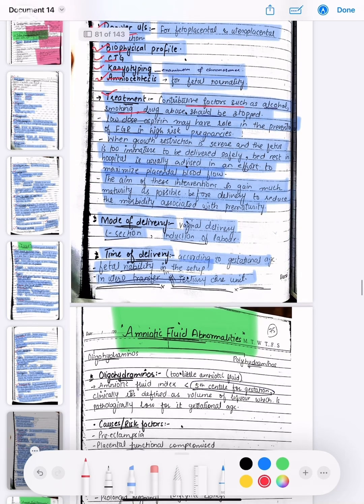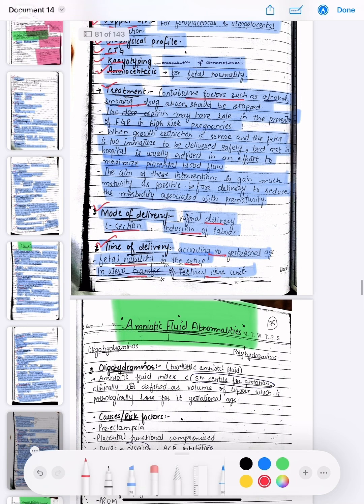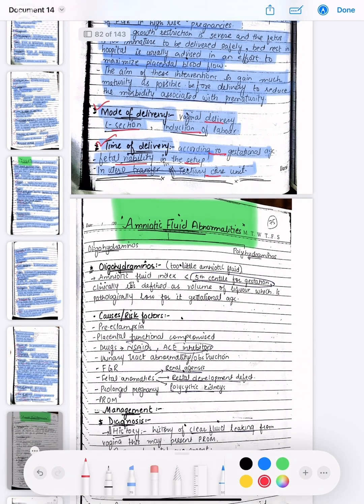Then what will be the mode of delivery? These are vaginal delivery, that is, C-section, and induction of labor. Then what is the time of delivery? According to gestational age, fetal viability in the setup, in utero transfer, and tertiary care unit. So this is intrauterine growth restriction, and all the causes and management are discussed.